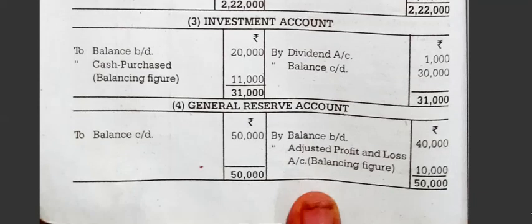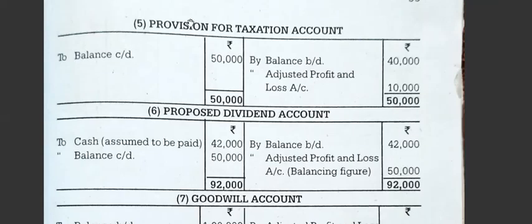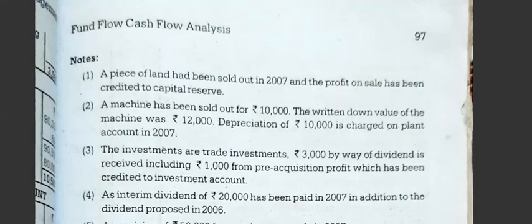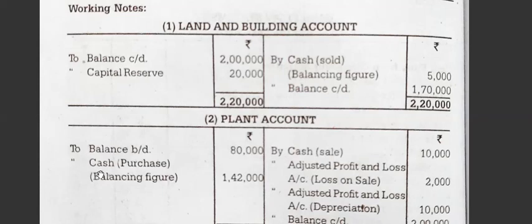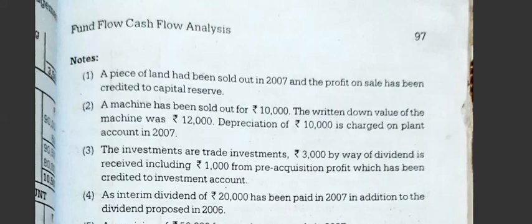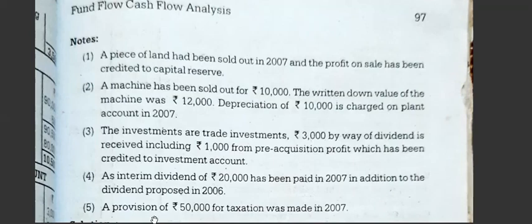General reserve, I think we need not open it, because the difference is transferred to the adjusted profit and loss account. Then provision for taxation, it is given in the problem. The provision for taxation, if you check, see here, in the adjustment, a provision of rupees 50,000 is being charged. A provision of 50,000 for taxation was made in 2007.